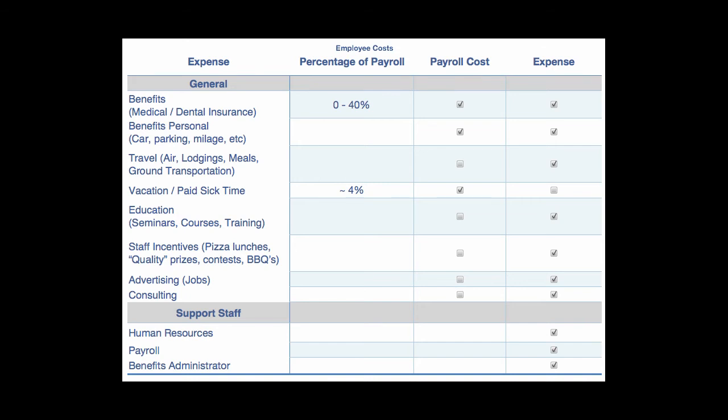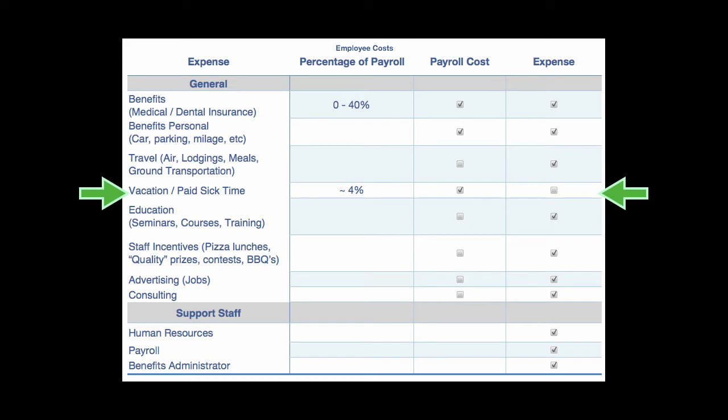Let's go through some of the employee costs. Benefits, you need to consider whether or not you supply medical or dental insurance for your employees, and that obviously increases their overall payroll costs. So there's a range from 0 if you don't provide anything to maybe up to 40% of their payroll costs. Then there's other benefits such as personal car allowances, parking, mileage, etc. And if some of the supervisors, management team have to travel back to the home office or have to travel to conferences or other items like that, then you're going to have airfare costs, you're going to have lodging, you're going to have meals and ground transportation. So you need to budget for travel appropriately.